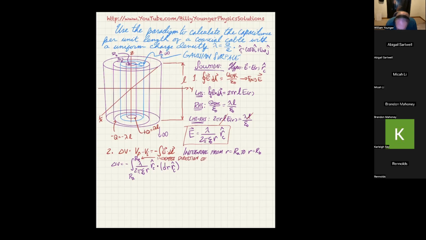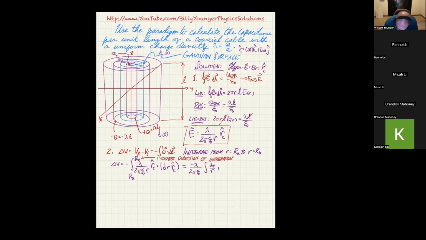So now you've seen both ways. All right. Now, what's going to happen with this integral is I get negative lambda over 2 pi epsilon naught, and then I get the integral of dr over r times R C hat dot R C hat, which of course is just 1, and this is from RA to RB.